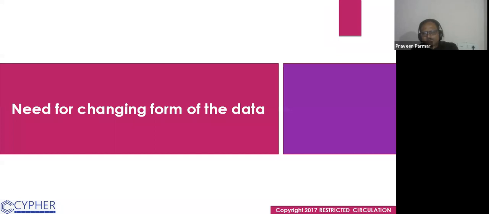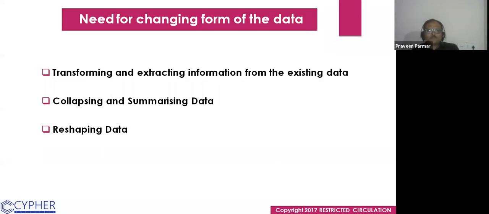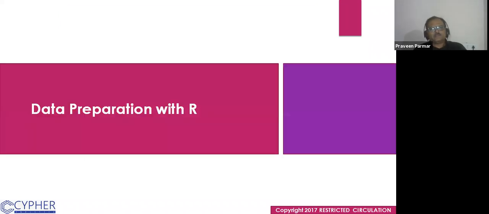Need for changing the form of the data: transforming and extracting information from the existing data. So we use collapsing and summarizing the data, collapse and summarize the data, group by in this way. And sometimes we reshape the data. That is the need for changing the form of the data. We will see it practically, so it is better understood.